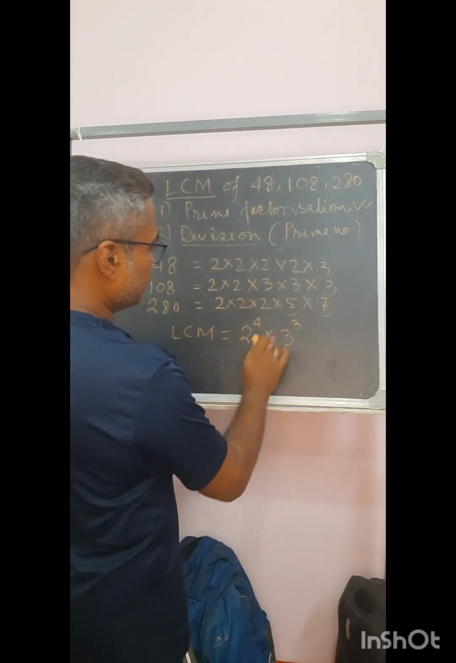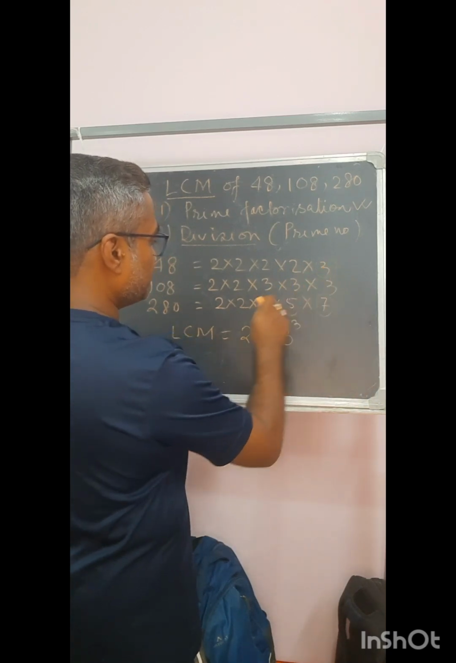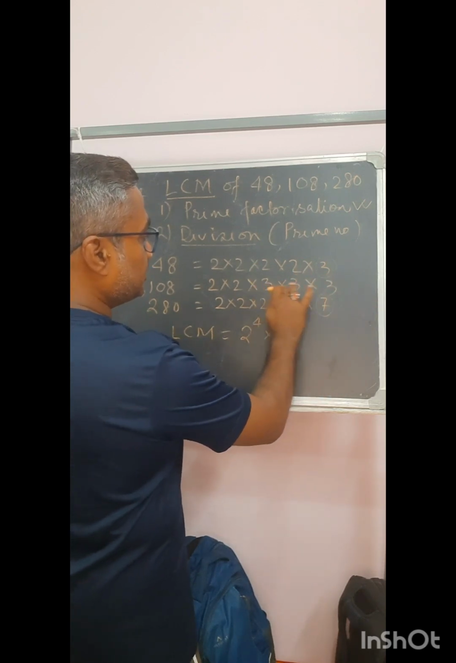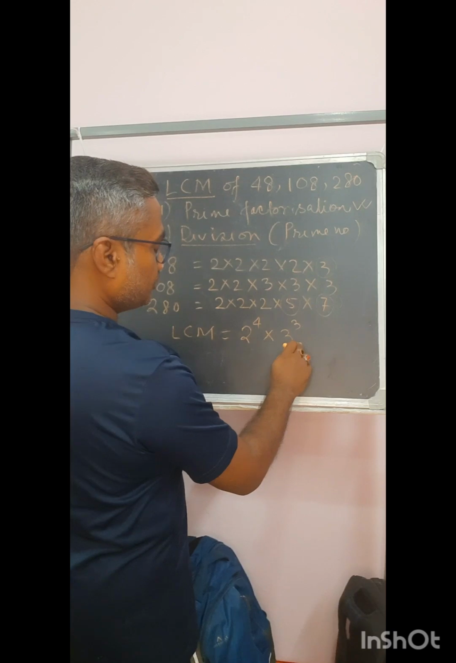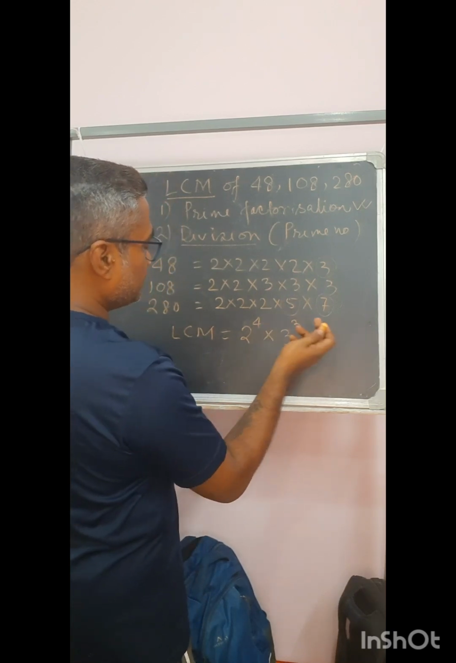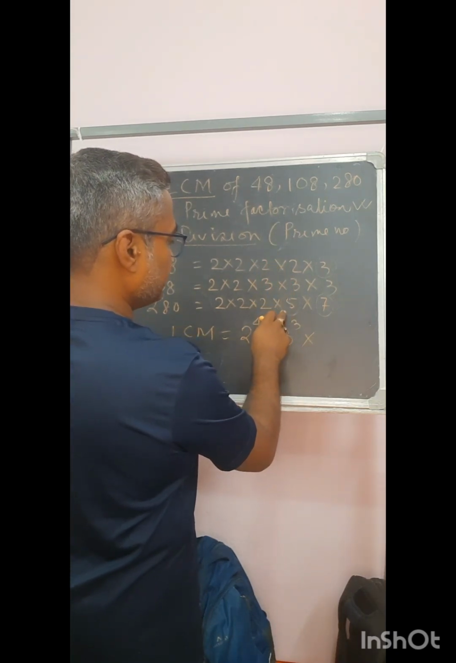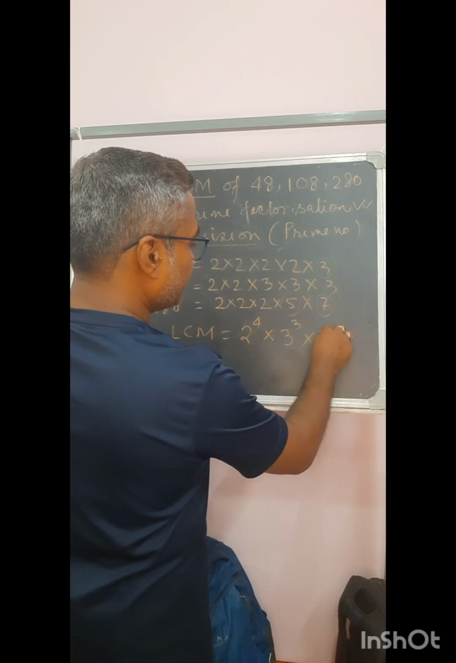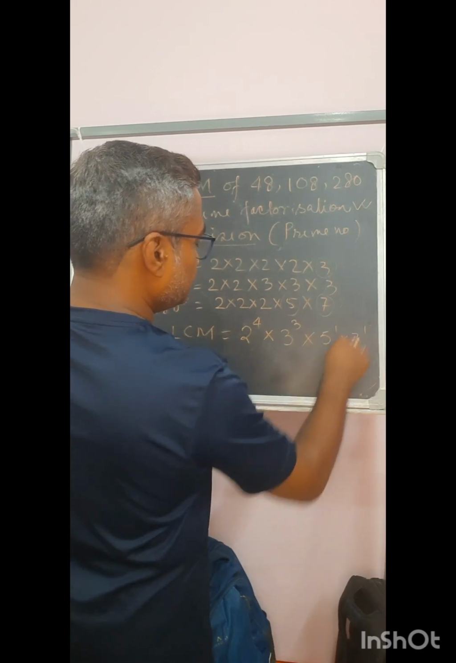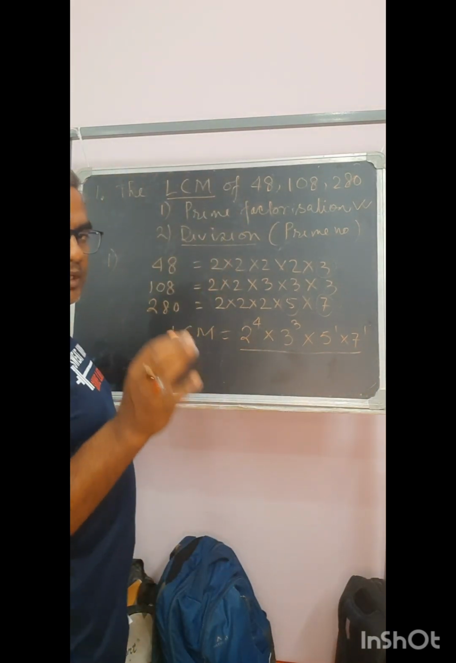Once it is selected, then the next prime factor is 3. It is coming in 2 numbers, but not here, but still I will take the maximum power of 3. Now comes the next prime factor, that is 5. 5 is not coming here, but anyhow it is coming here. The maximum power of 5 is 1 and that of 7 is 1. So these are to be taken for the LCM.